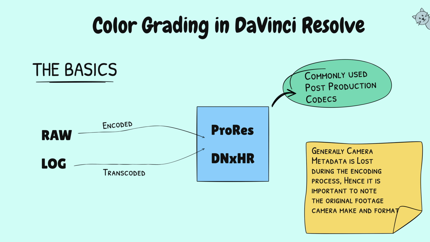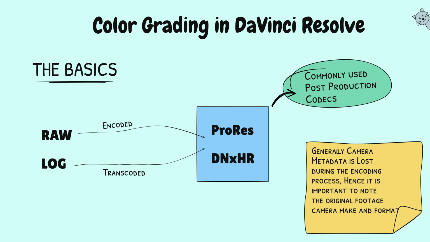Next up, encoded files. During color grading, sometimes the colorist will be handed over encoded footage that is either ProRes or DNxHR. These formats are high quality and are compressed. The raw or log files are usually encoded after edits and are handed over to the next process like color grading. The encoded files are generally much smaller in file size compared to raw or log footage.